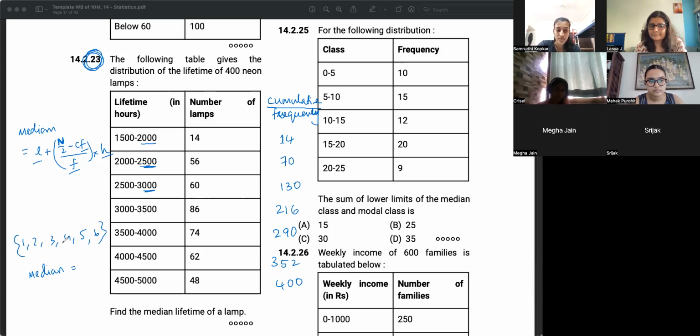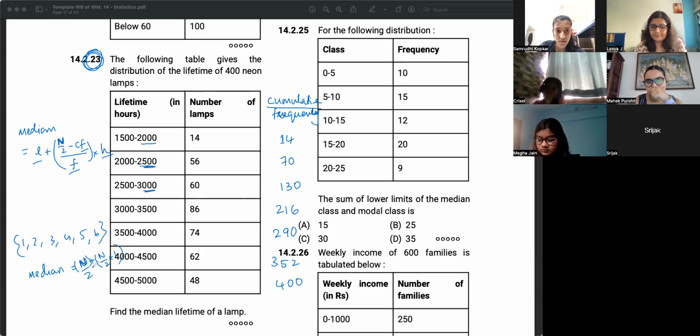Ma'am, the formula, n is observation, so total number of observations. So n plus n by 2 plus 1, the whole divided by 2. यहाँ पे what is n and what is n, like 2 n क्या है? Plus n by 2 plus 1 whole divided by 2. अच्छा, n by 2. Ma'am, n is the total number of observations.